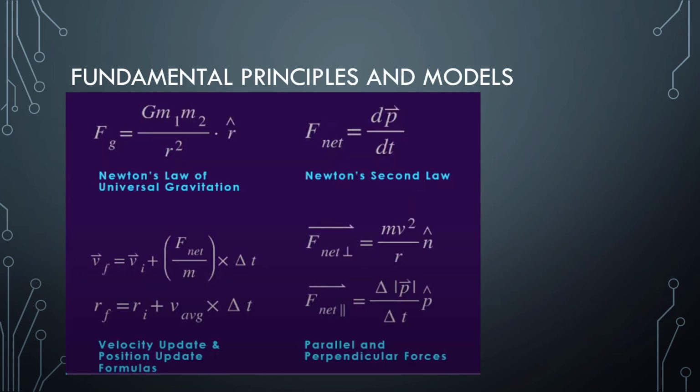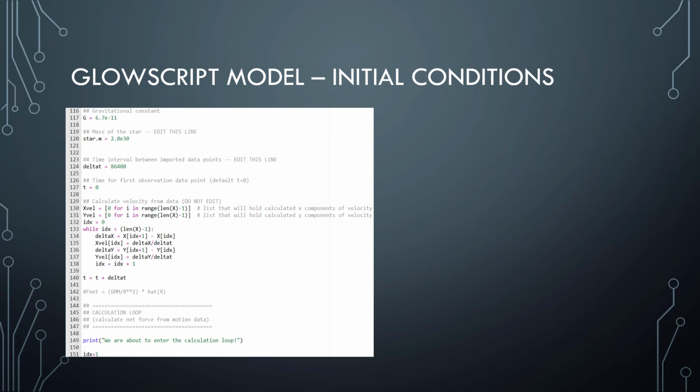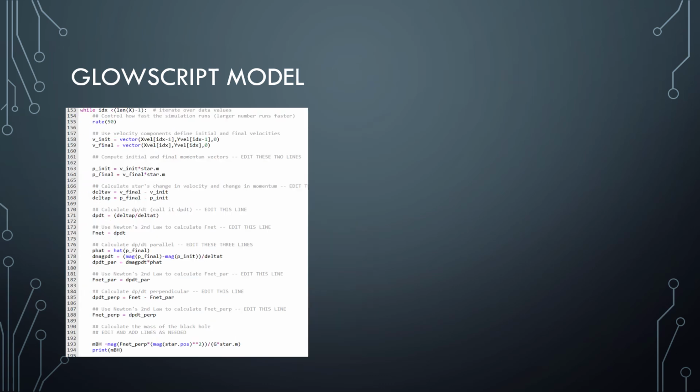These are a few fundamental principles and models we use during our calculations. We use Newton's law of universal gravitation because we're in space with two heavy objects. We use Newton's second law for F-net. We use the velocity and position update formulas, and we use parallel and perpendicular forces. These are the initial conditions in our GlowScript code, showing you what our G is equal to, what the mass of the star is equal to, our delta T, and everything we did before calculation.